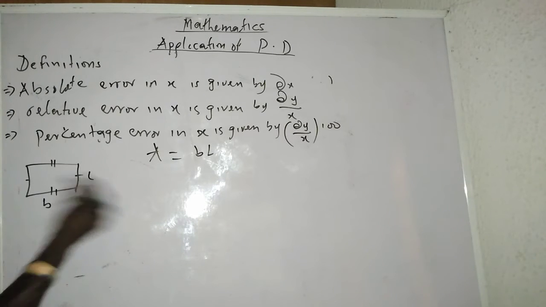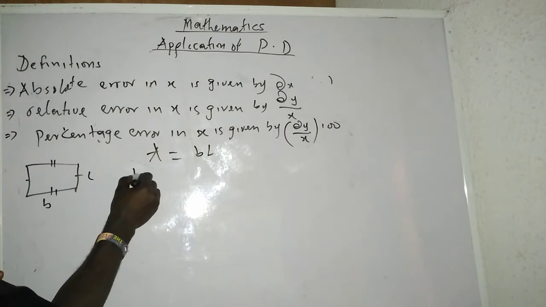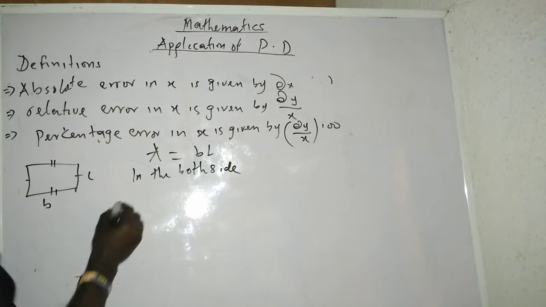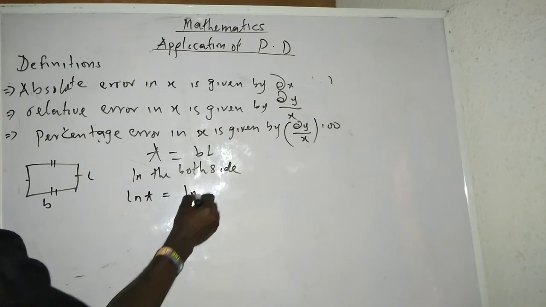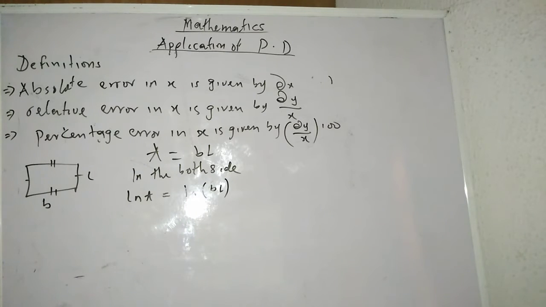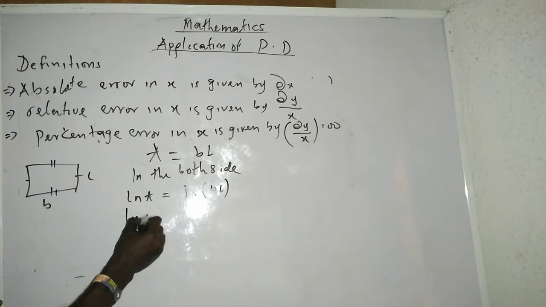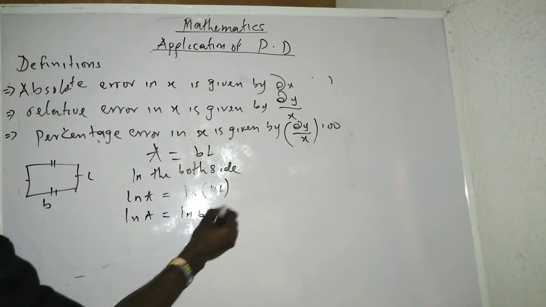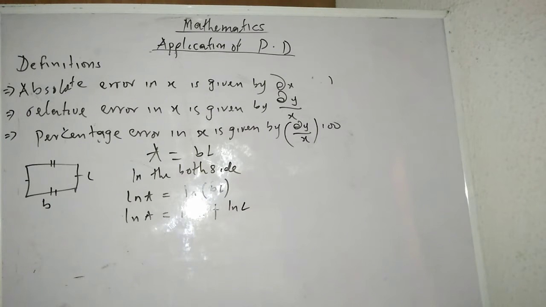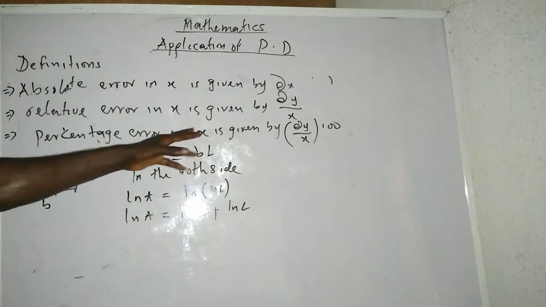Now, if I should take the ln of both sides, I will be having ln A equals to ln of BL. With the help of my ln, I can see that ln A equals to ln B plus ln L. That is the law from the logarithm table.